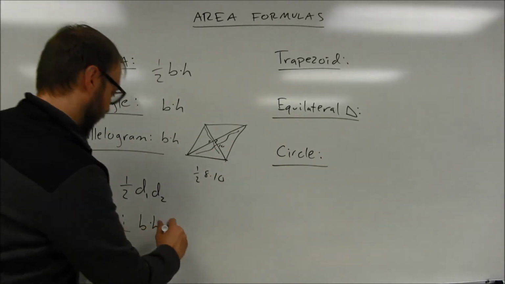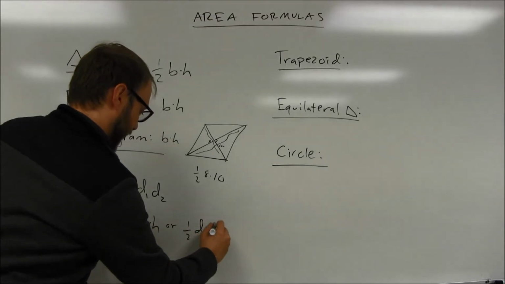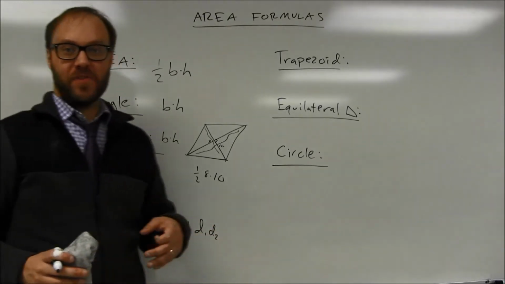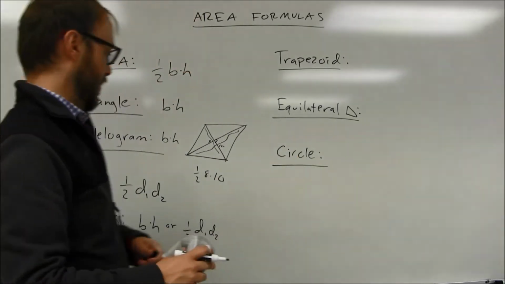So base times height, or 1/2 the product of the diagonals, depending on whether you're viewing the rhombus as being a kite with equal sides, or whether you're viewing it as a parallelogram with equal sides.